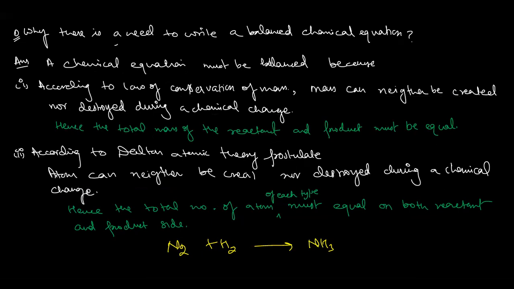Similarly, according to Dalton's postulate, atoms can neither be created nor destroyed during a chemical change, or chemical reaction. When a chemical change is taking place, atoms are not destroyed. Their bonds are broken and new bonds are formed. So the total number of atoms of each type on both sides must be equal. Got it? So how do we balance this one?